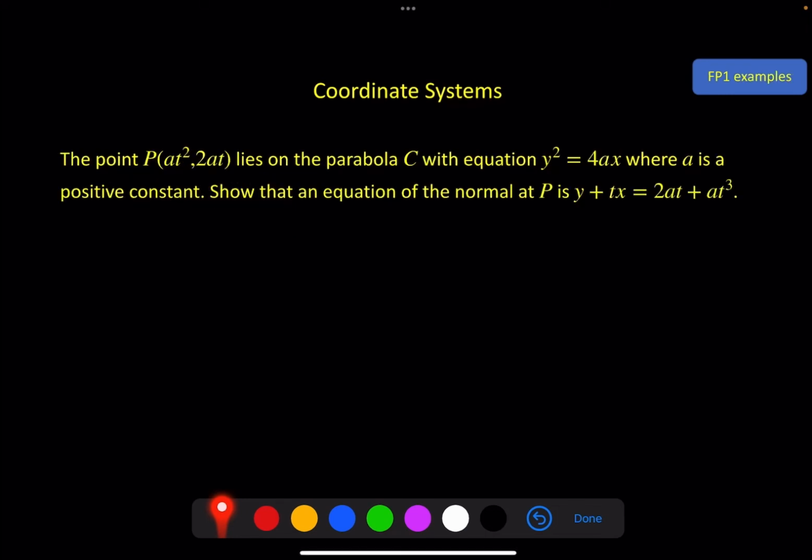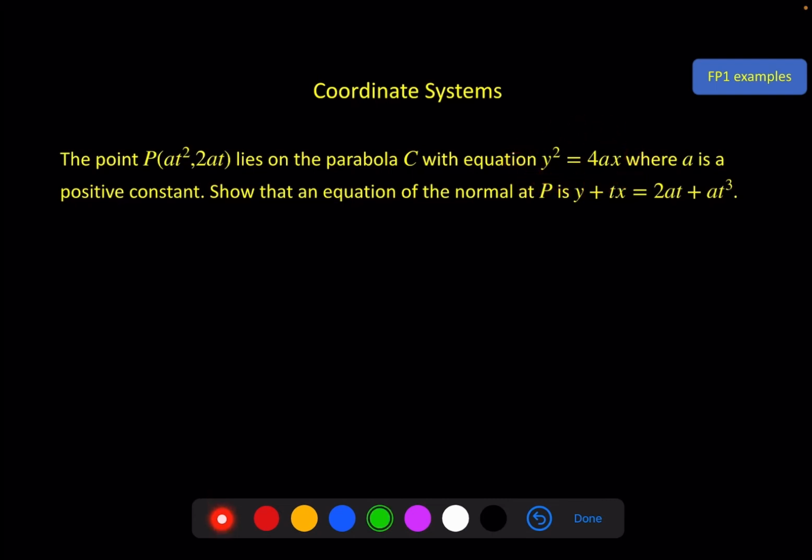The point P with the general coordinates this lies on the parabola with equation this, where a is a positive constant. Show that an equation of the normal at P is this. So we're going to do this in a very general way. These, you'll notice, are the parametric equations. The x-coordinate is at squared, the y-coordinate is 2at. That's quite a common way to write it. If these are the general parametric equations, then of course the Cartesian equation is the general Cartesian equation.